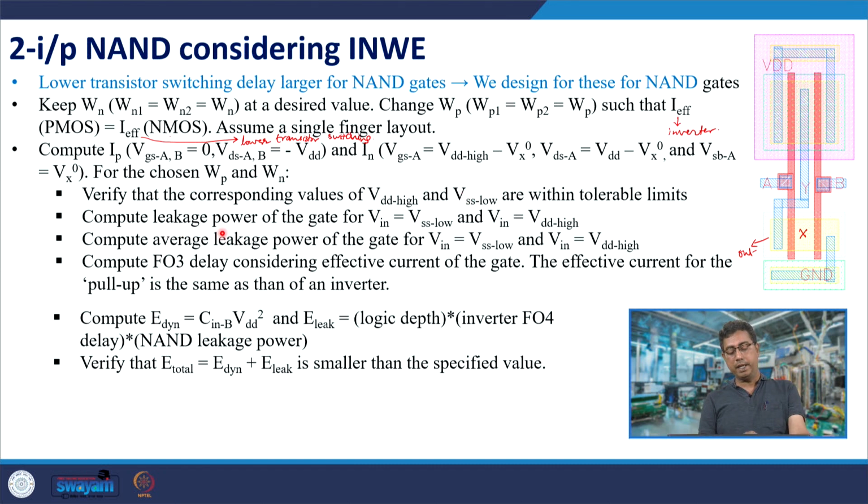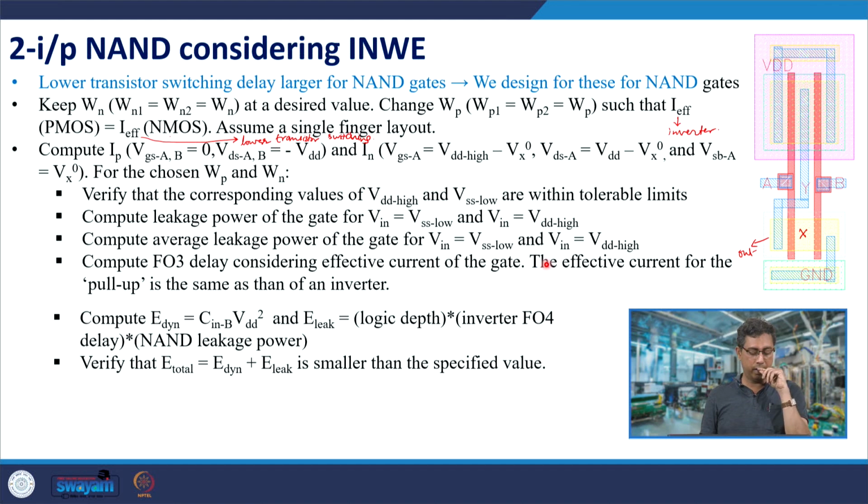Now, compute the leakage current. So, leakage power, how would you compute? You know both these values, and VDD times the average of these two currents would give you the average leakage power consumption. And because this is a NAND gate, we are taking FO3 load to be the typical load, not FO4 load. For the FO3 load of the NAND gate, you then calculate the FO3 delay using effective current.